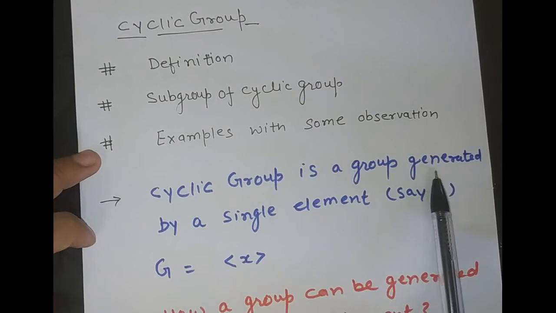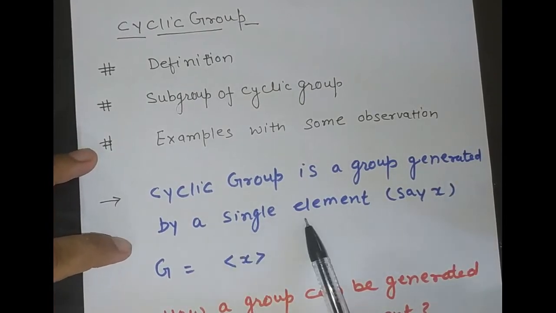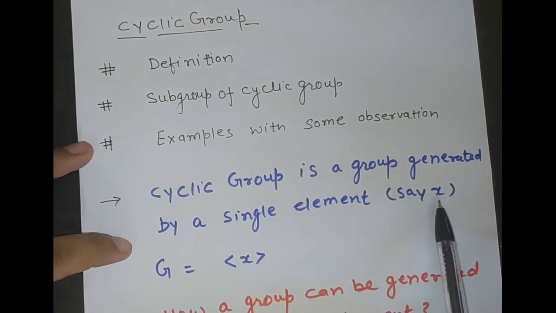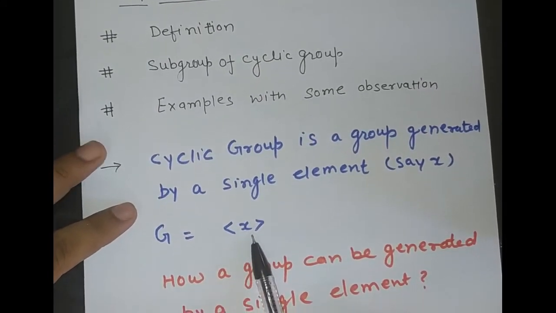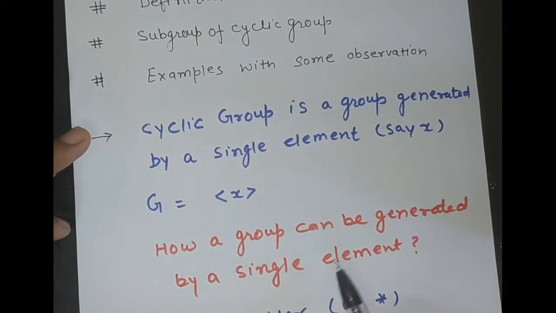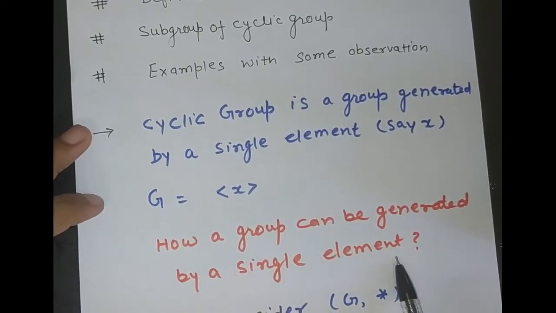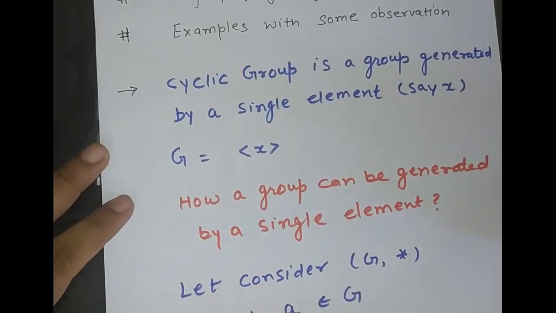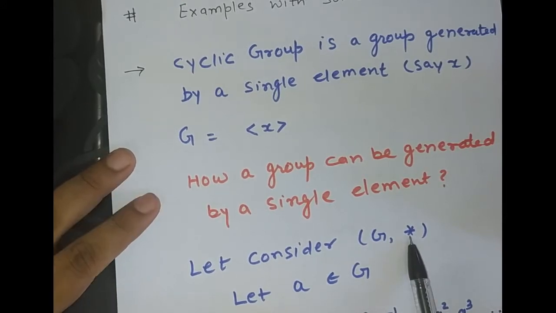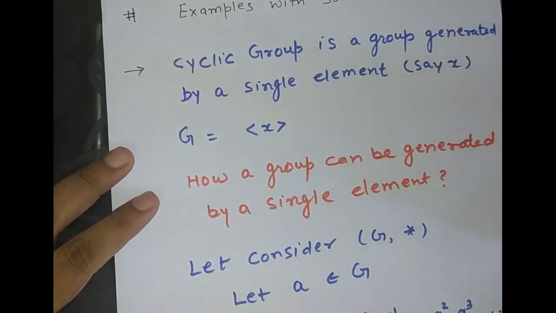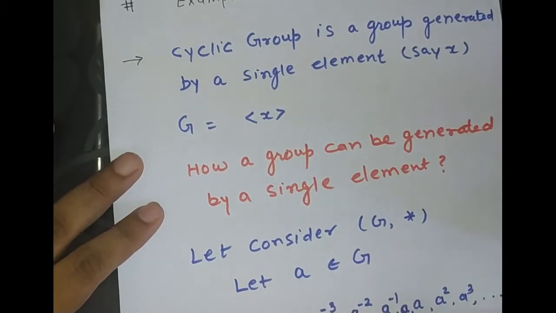A cyclic group is a group which is generated by a single element, say X. If this G is generated by this element X, now the question is how a group can be generated by a single element. So let us consider G to be any group and star our multiplication operation. So we are defining the cyclic group for when our operation is multiplication.